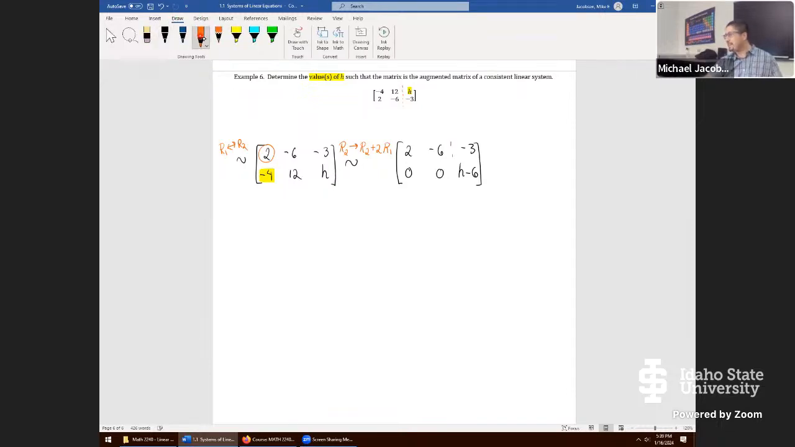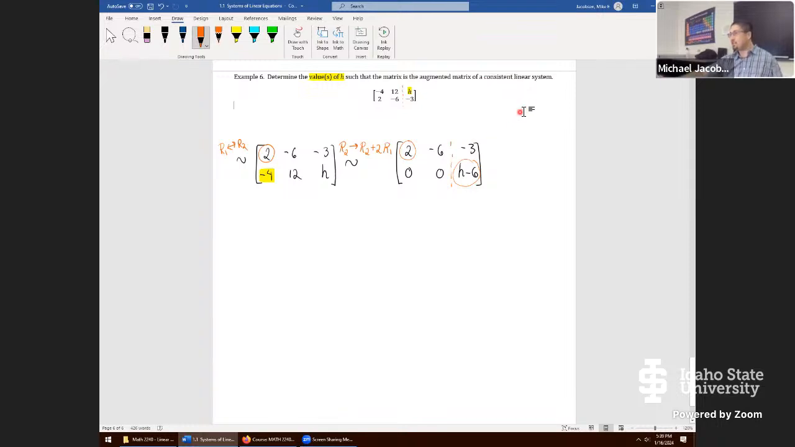Definitely looks weird because the h there and the -6 are not like terms, so we write it in this way. And now that we're at this stage, we have a pivot in this location. We have zeros below. Then when we move to the right, our last pivot is in this spot. We're not trying to get zeros above this pivot position because it's just asking whether it's consistent or not. What value of h would you have to pick?